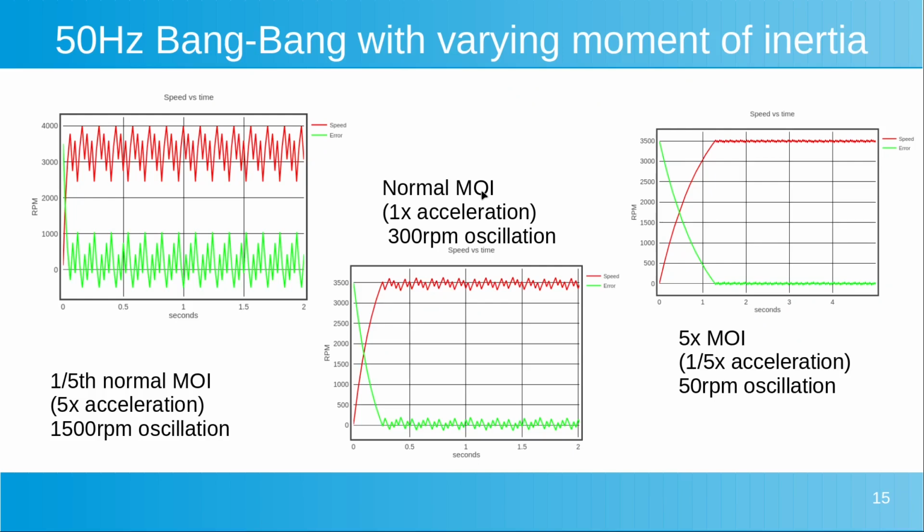So here you can see the effects of varying the moment of inertia. On the left, we have a 5 times lower moment of inertia. On the far right, we have 5 times the moment of inertia. The inverse of that is the acceleration. So on the right, you can see a very, very small oscillation, which is similar to the effect from increasing the control frequency a lot. And on the left, you can see a huge oscillation, which is similar to the effect of decreasing the control frequency a lot.